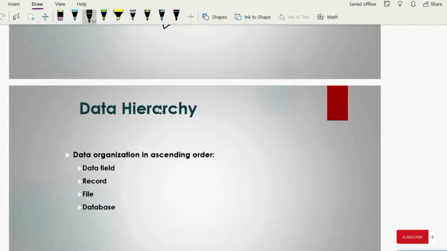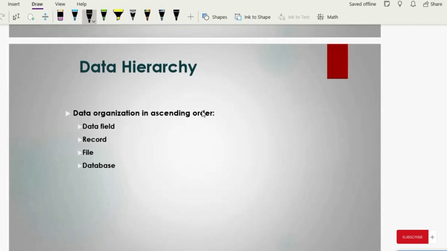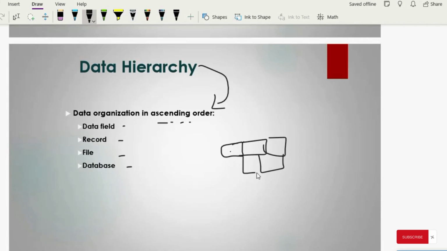Data hierarchy means storing the data in a logical, proper way. There should be a proper order. Data organization in ascending order is known as data hierarchy. Order means it starts from the smallest thing and moves towards the bigger stuff. Firstly, we have a data field. This data field saves the data, a set of fields makes a record, a set of records makes a data file, and many data files make a database.